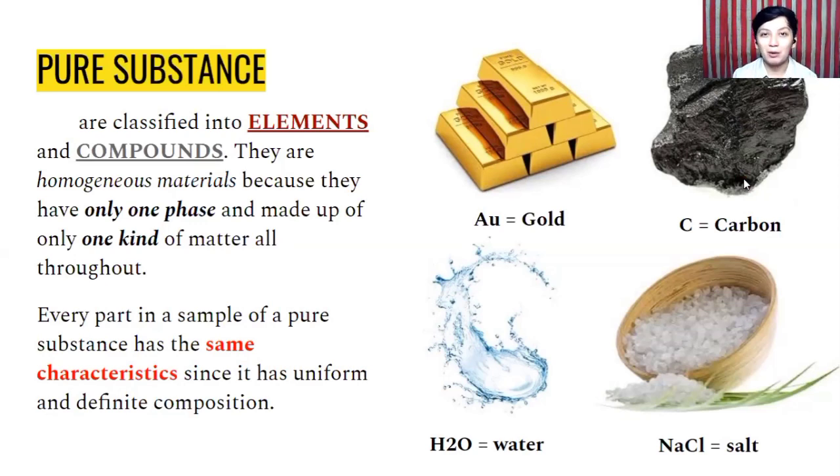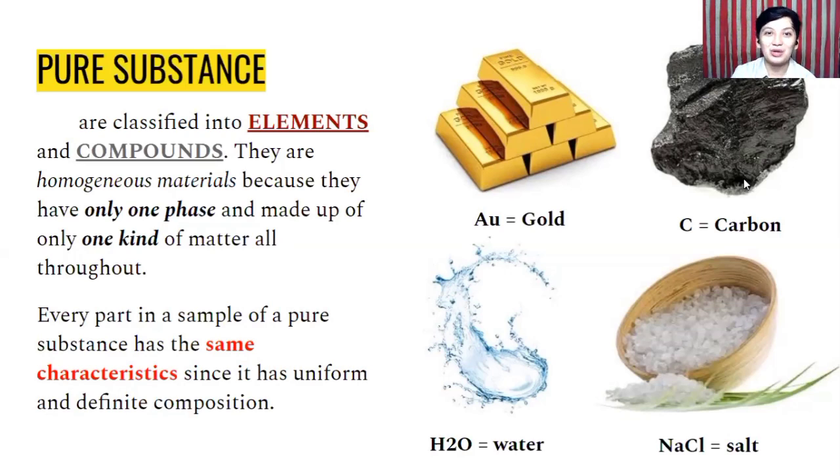So, when we are talking about gold, everything inside of it is made up of gold. When we are talking about carbon, it contains only carbon, no other elements, okay? And we have H2O, so it is made up of hydrogen and oxygen. So only hydrogen and oxygen, no other elements. That is a compound, H2O. And NaCl, that is only composed of Na and Cl, which is sodium and chlorine.